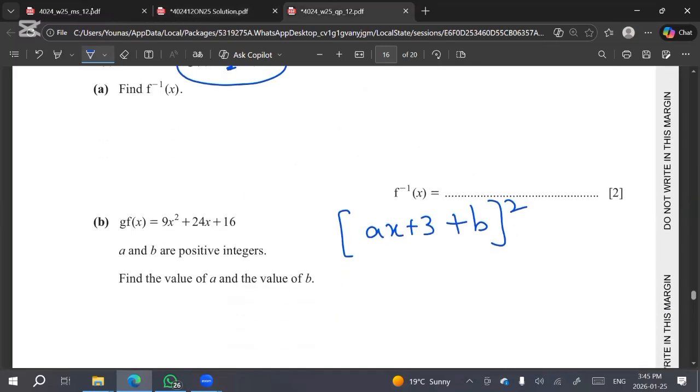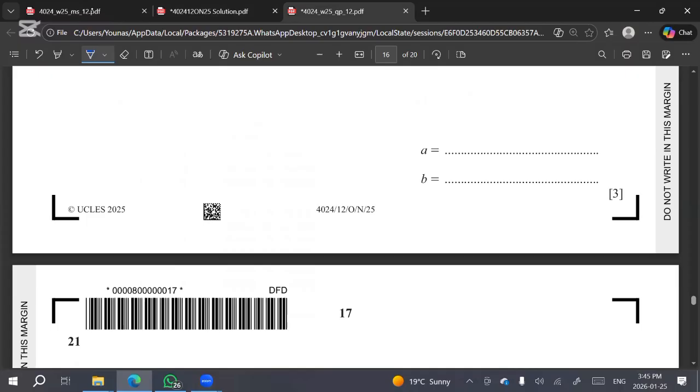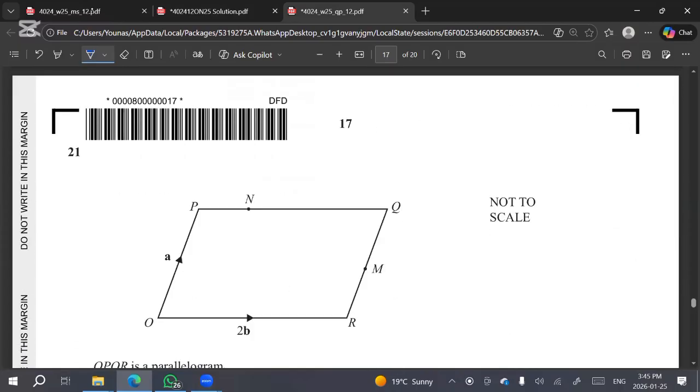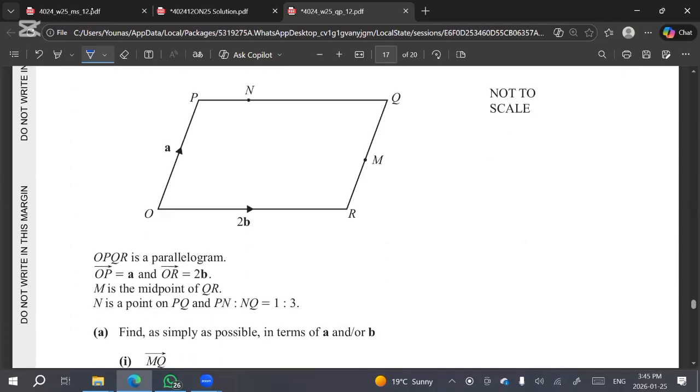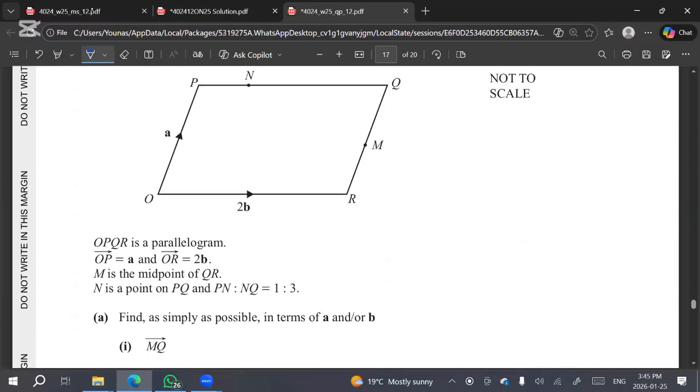Then we have the next question, question number 21, coming up on your screen. He says OPQR is a parallelogram. OP is equal to a, OR is equal to 2b, M is the midpoint. So this is 1, and this is also 1. This is the ratio. And N is a point on PQ so that PN to NQ is in the ratio 1 to 3. So if this is 1, they say this is 3, so this PQ will be totally 4.